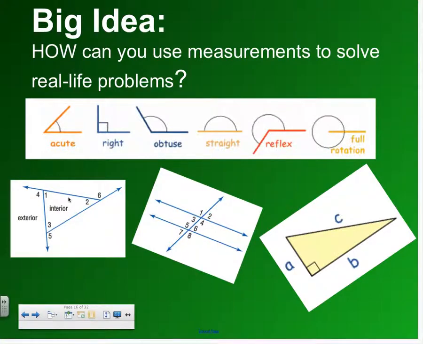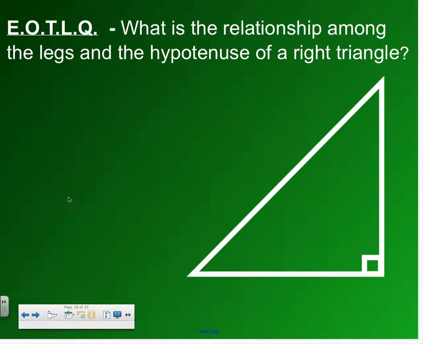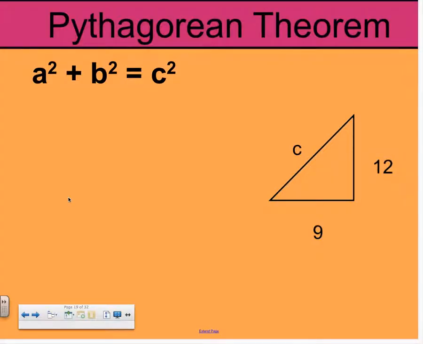The big idea for today's lesson: how can you use measurements to solve real-life problems? I can use the Pythagorean Theorem is our I can statement for today. And at the end of the lesson, the question we want to answer is, what is the relationship among the legs and the hypotenuse of a right triangle?